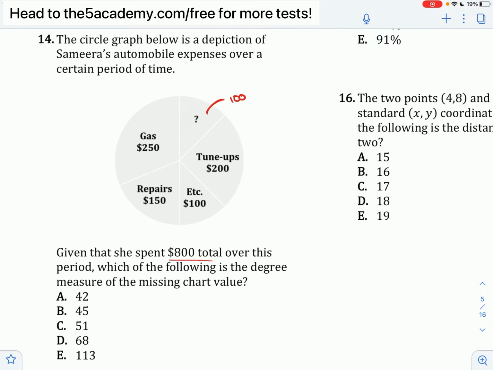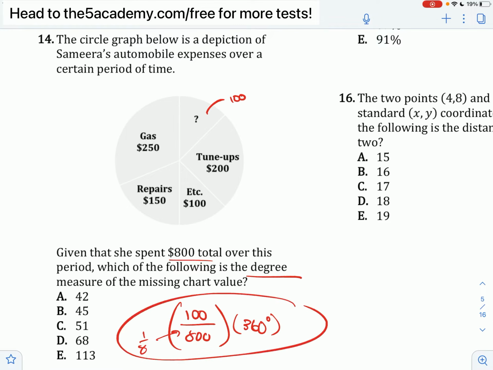Now, it's not 100 degrees. That's just $100, okay, out of 800. The way that you find the degree measure is you take the proportion of the entire circle that $100 is, which is 100 divided by 800, and then you multiply that by the total number of degrees of a circle. This reduces to 1 over 8. So by doing this operation, you're really just doing what's 1/8 of 360 degrees. That's the amount of degrees that will be devoted to this part of the graph. This comes out to 45 degrees.